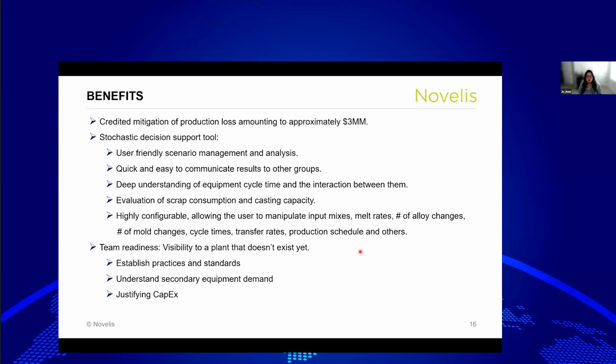And finally, wrapping up, quickly going over some of the benefits this model provided the team. It was credited mitigation of production loss amounted to a little over $3 million. It also now serves the team as a stochastic decision support tool.